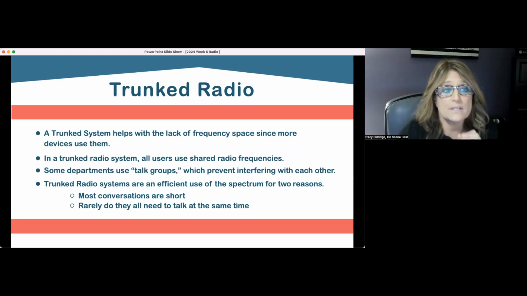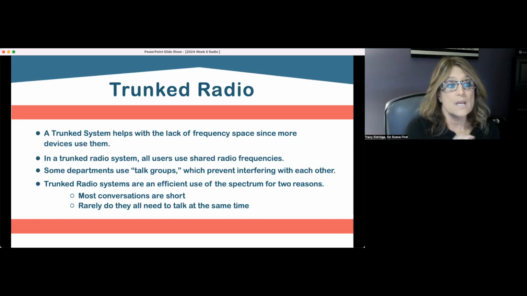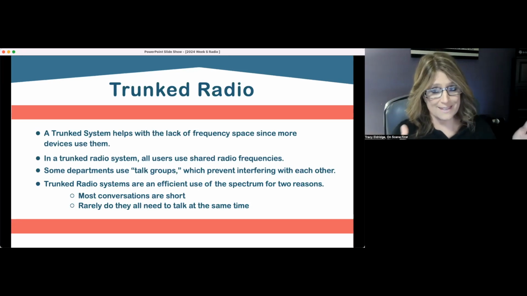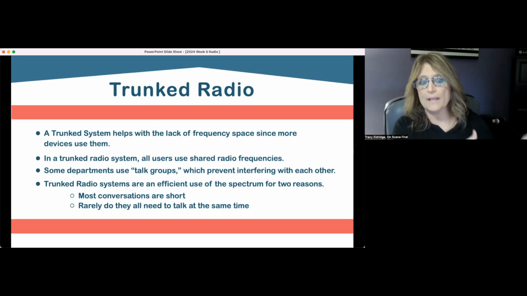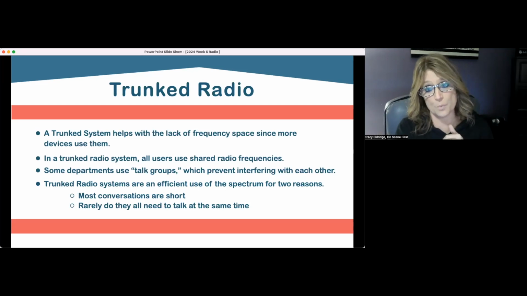A trunked radio system helps with the lack of frequency space since more devices are using them. In a trunked radio system, all users share the same radio frequencies. They will just be put in a queue and be able to be the next in line, if you will. Some departments will use talk groups. So it's almost like, yeah, you do have fire that's separate, you do have police that's separate, and maybe you have your ambulance service that is separate as well. They're all on the same frequency. They're just in talk groups.